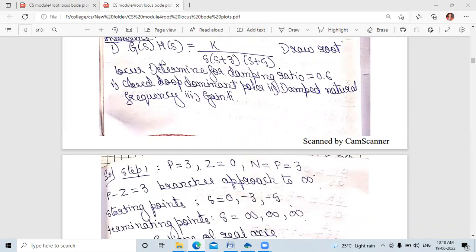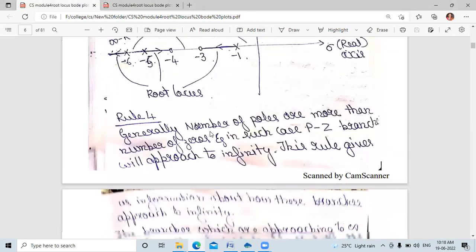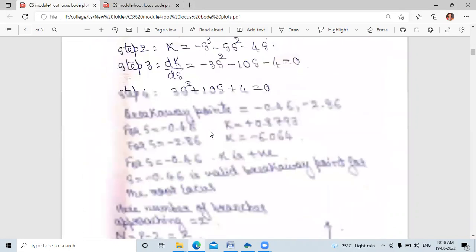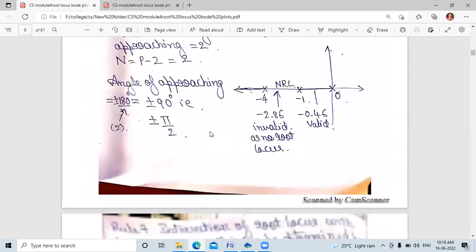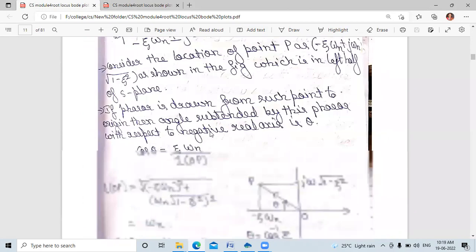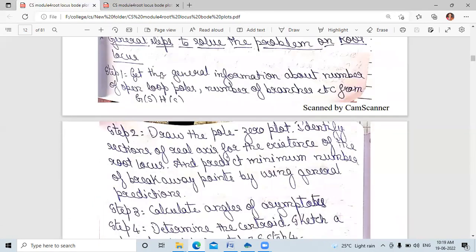Procedure to solve the root locus problem we shall discuss. First step, what you need to solve is get the general information about the number of open loop poles and number of branches, etc. from the G(s)H(s). These are the general steps to solve the problem of root locus.